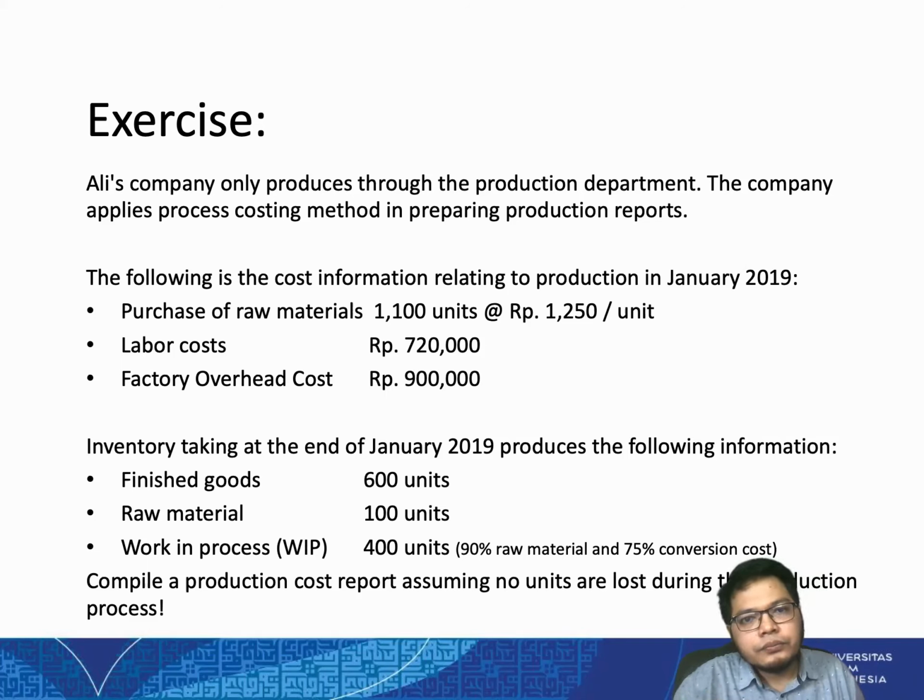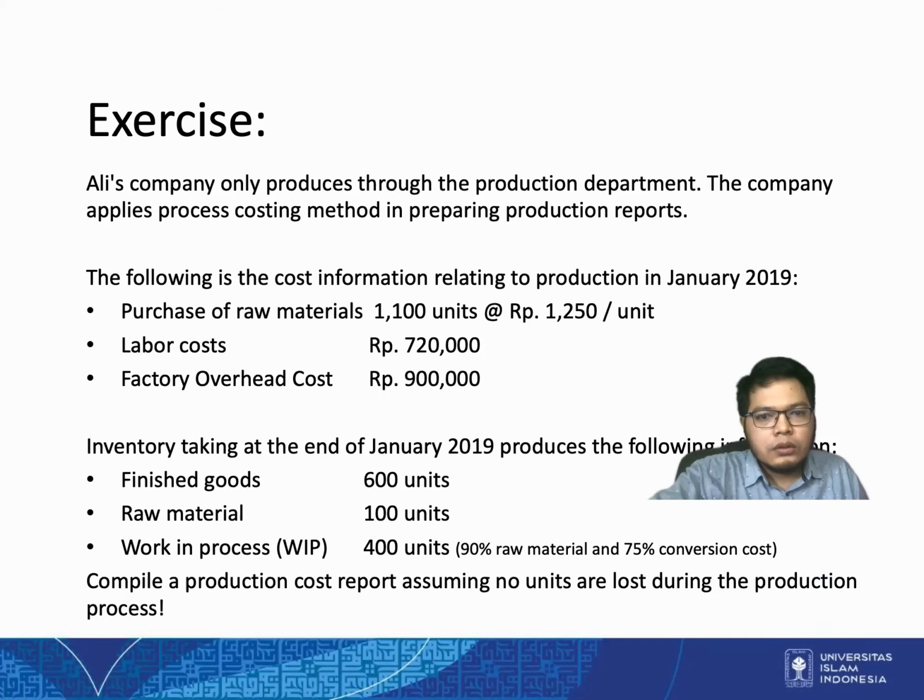Okay, so the following is the cost information related to the production. It purchased 1100 units of raw material, with labor cost like this. This is the factory overhead cost. At the end of January, the inventory taking produced the following information. The finished goods is 600, raw material is 100, work in process is 400. Compile a production cost report assuming no units are lost during production.